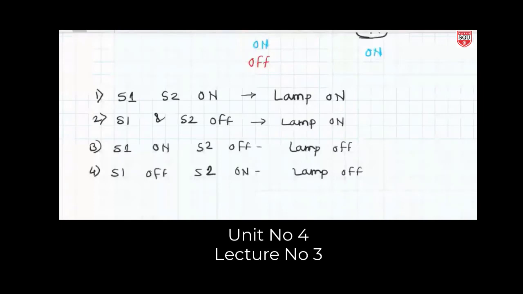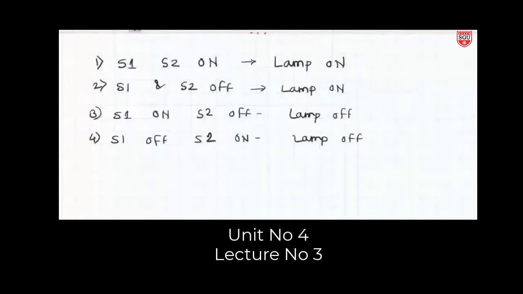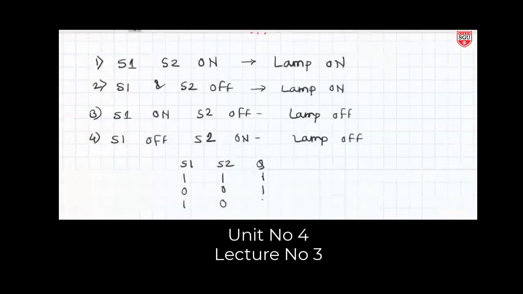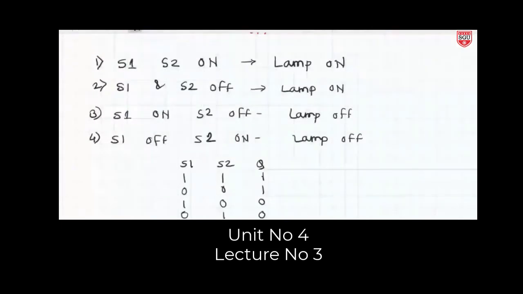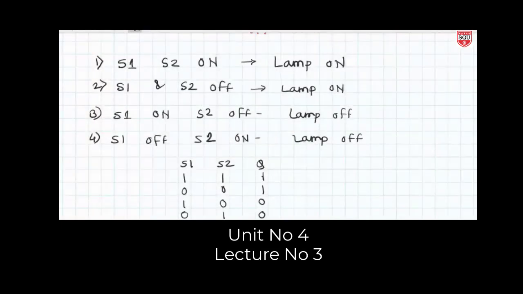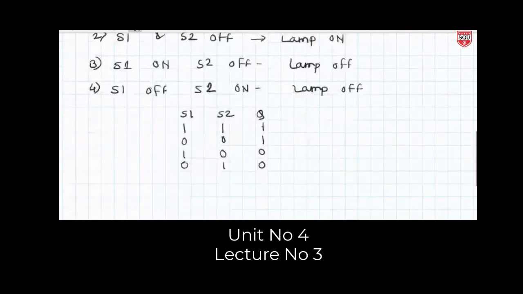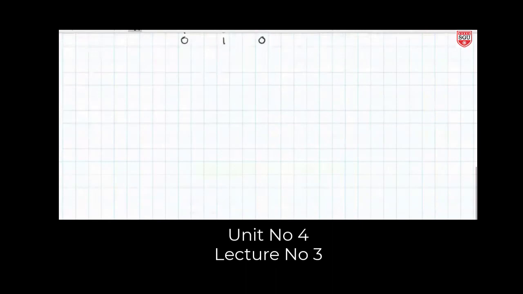So the truth table I will show. A simple truth table will be there: S1, S2, and this is the bulb output. If this is 1 1, it will be 1. If it is 0 0, it will be 1. If it is 1 0, it will be 0. If it is 0 1, it will be 0. Like that the truth table will be there, and I want the result from the same. So let's move forward, hoping that you have understood the concept.